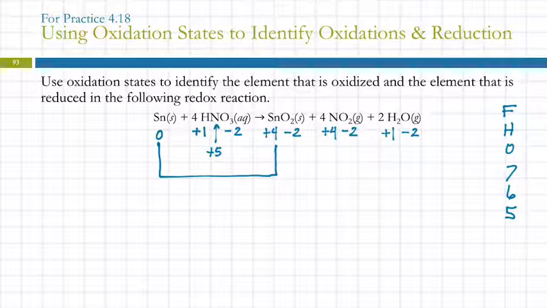Is that oxidation or reduction? Oxidation. It's oxidation. Lost electrons. Yeah, it lost electrons. It increased its oxidation state.